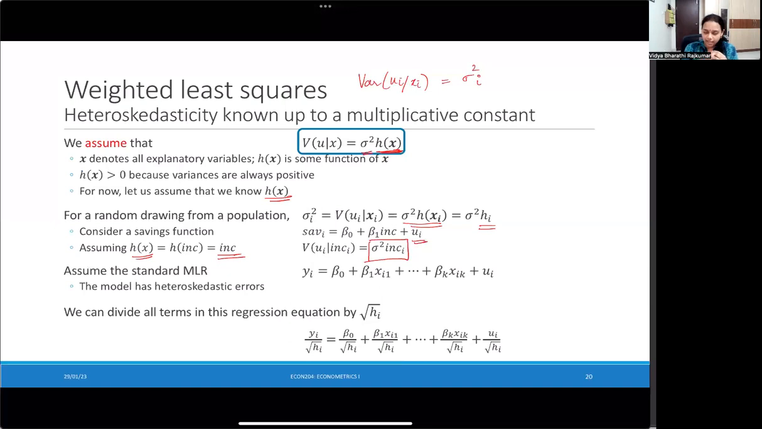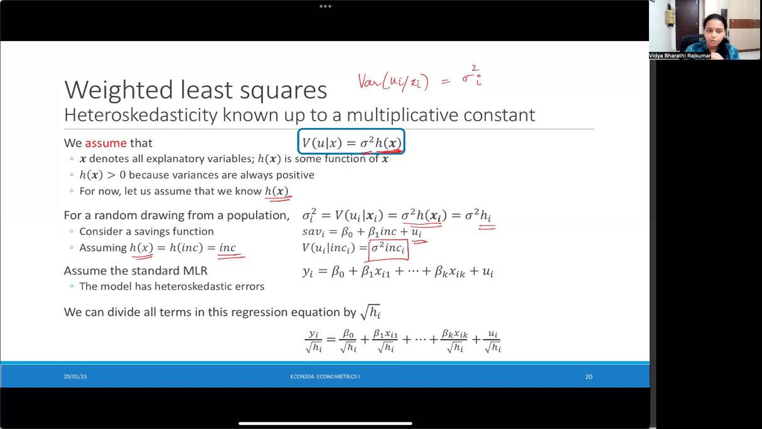So this particular example is just given as a motivation to illustrate that we know the functional form for heteroscedasticity. We know the general form for heteroscedasticity. Now let's go back to our MLR model. We have yi as a function of k x variables. Now we have heteroscedasticity in this model.